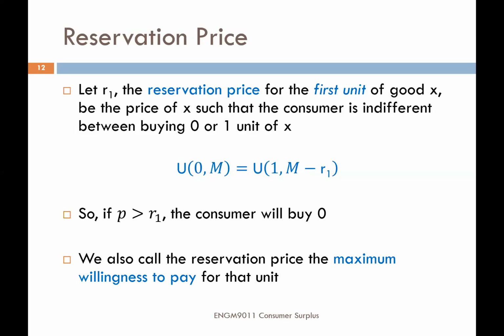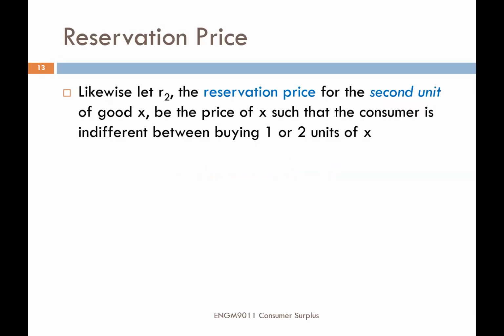We can also do this for future units. So what is the reservation price for the second unit? That is, what is the price such that you'd be indifferent between buying one unit of the good or two units of the good? Now remember, demand slopes down, so this price has to be less than R1, the maximum willingness to pay for the first unit. So you have the first unit, the price came down to R1. Now you say, I'm just willing to buy one unit. Now the price starts falling. So I call that price the reservation price for the second unit, R2.